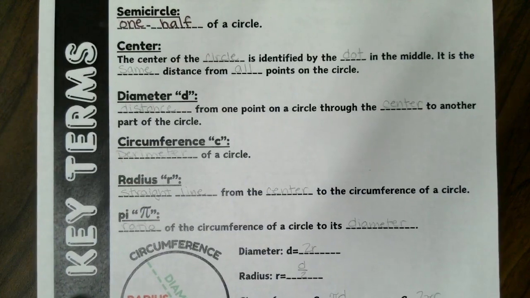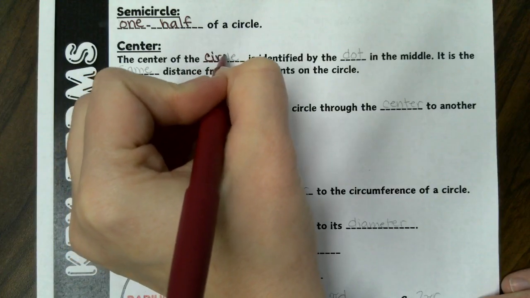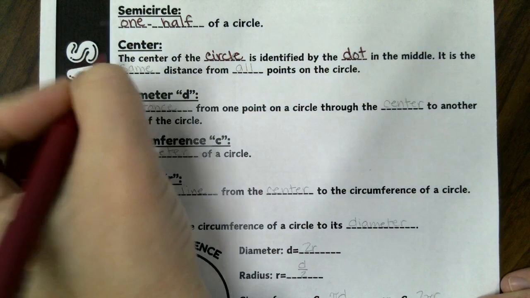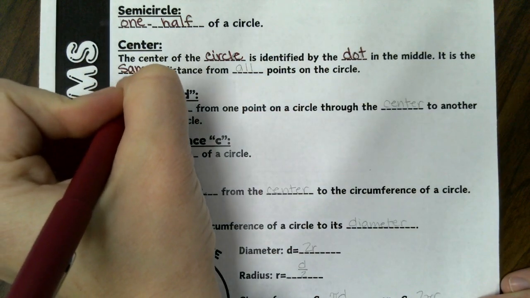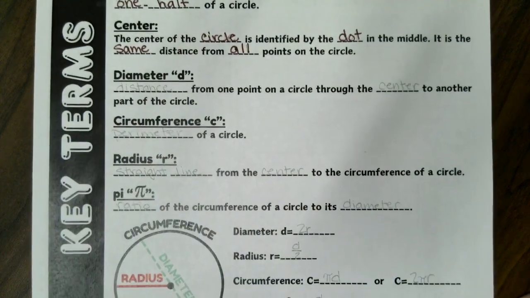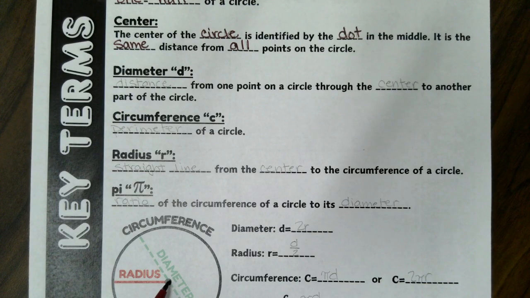And we have center. The center of the circle is identified by the dot in the middle. It is the same distance from all points on the circle. Okay, so if you look down here at our diagram at the bottom, you'll see that black dot right there. That is the center. So if I started here and went anywhere from the center to the circumference, it's going to be the same distance no matter which spot I start at.